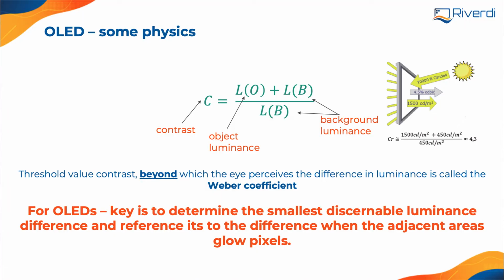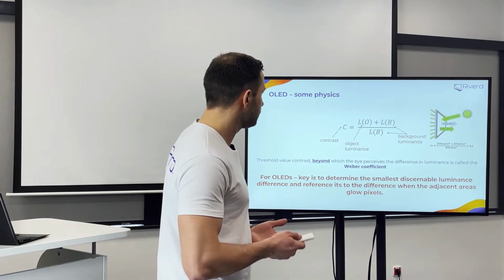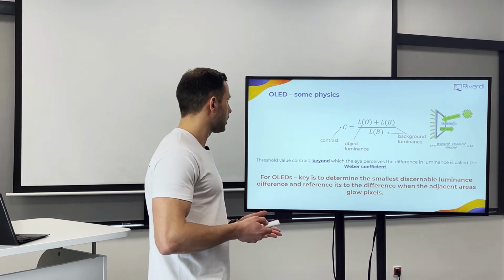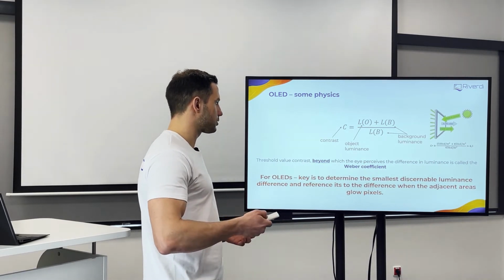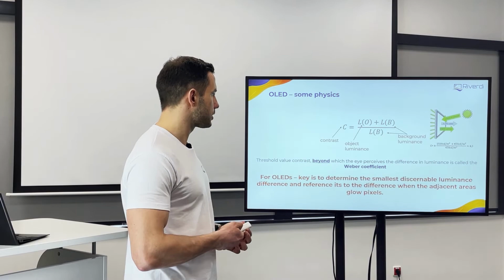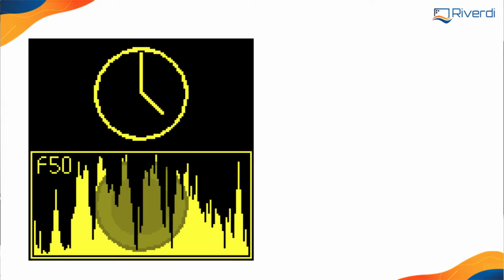So it's calculated, and the coefficient here is called a Weber coefficient. So it's like a threshold value of the contrast where we see the actual differences between 2 pixels that are next to each other. Yes, so we can calculate this, and here we have the real example. So it's just like a showcase.